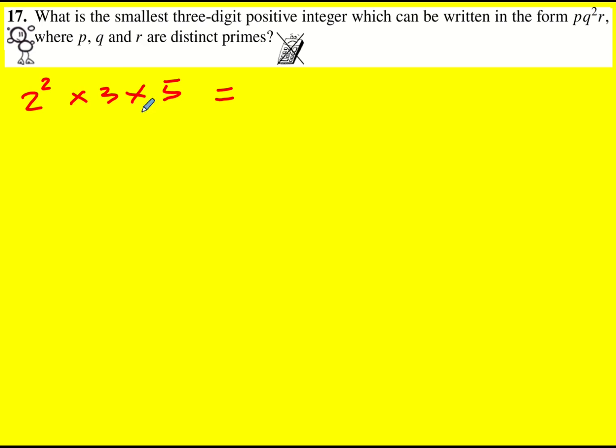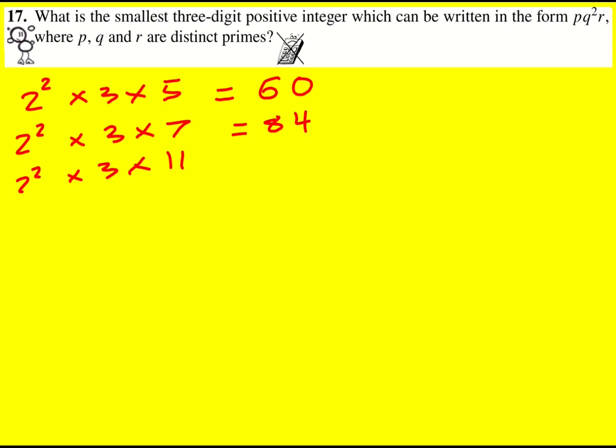I'm going to get 15 times 4, 60. So that's too small. Now if I stick with 2 for a little bit, maybe I try 3, and then the next one, 7. That's still going to be too small. It's going to be 21 times 4, 84. So maybe 2 squared times 3 times the next one, 11, would work. That's going to be 132. Okay, so at least I've got a three-digit number now, but is there anything smaller?